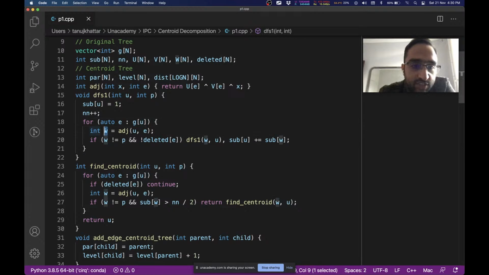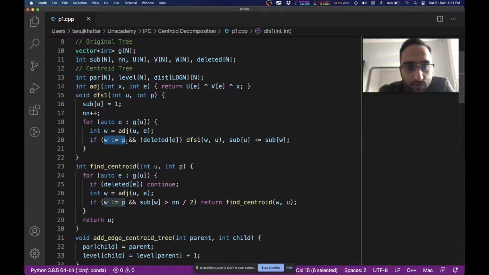I get the vertex which lies on the other end of this adjacent edge. So if u lies on one end of edge E, W is the vertex which lies on the opposite end of edge E. And I have this small utility function called adjacent, which takes in a node and an edge which is adjacent to this node, and it returns the opposite vertex. So one of UE and VE are the two endpoints of edge E. One of them has to be equal to X. The other one is returned by this function. Okay, so I get the adjacent vertex.